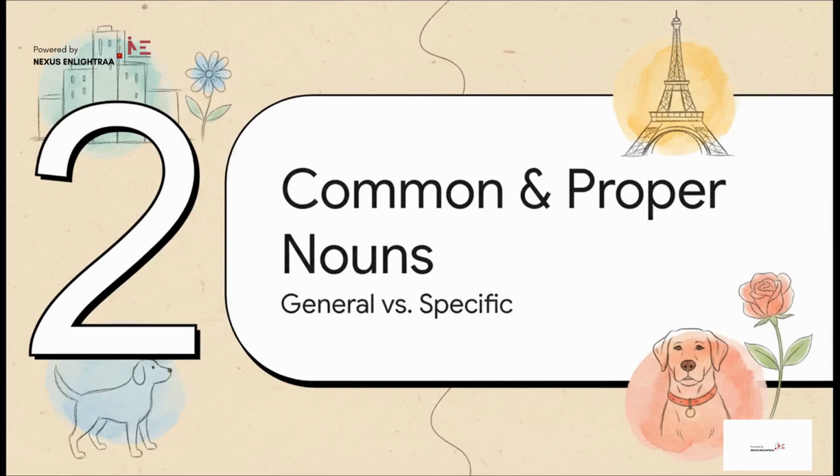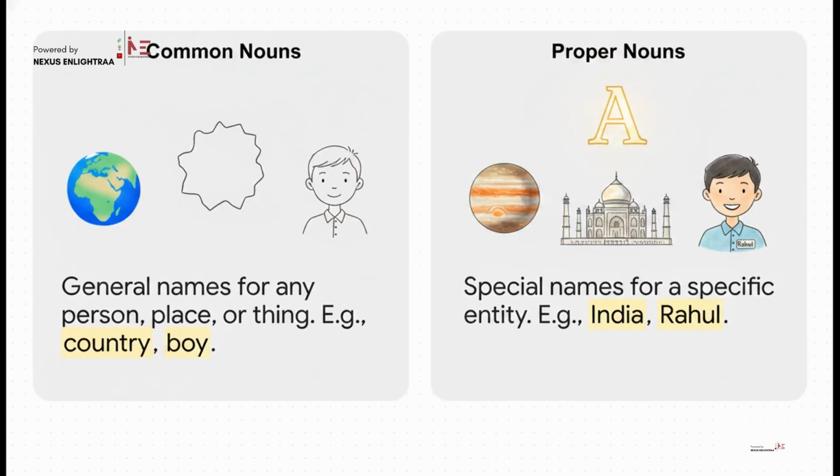Let's move on to Section 2, common and proper nouns, general versus specific names. Let's see how this builds. On one side, we have common nouns. These are just general names for any person, place, or thing. We write these with small letters, words like country, planet, or boy.